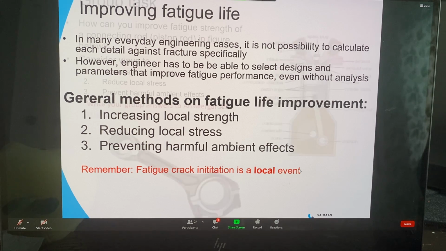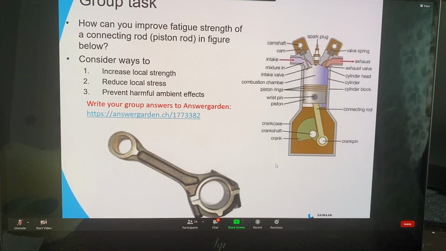And now, a small group task, a quick group task, maybe 5 minutes. I will divide you, the 24 people over there, into 6 groups. Your task is to, as a group, think how you would improve the fatigue strength of a connecting rod, meaning the piston rod here in this engine. And consider how you can increase the local strength, how you can reduce the local stress, and how you can prevent harmful ambient effects to the component.